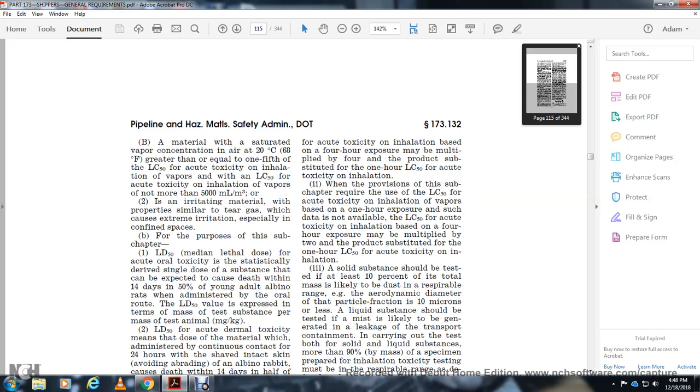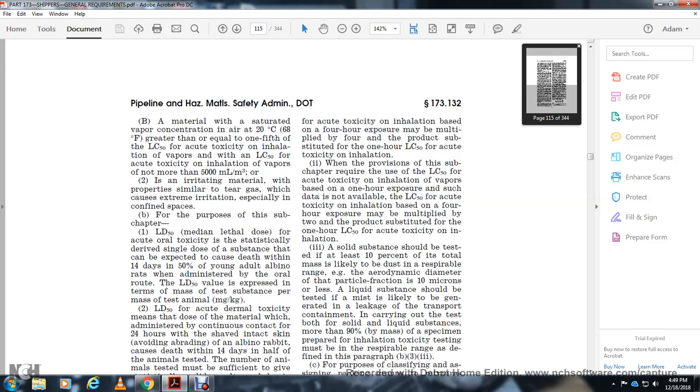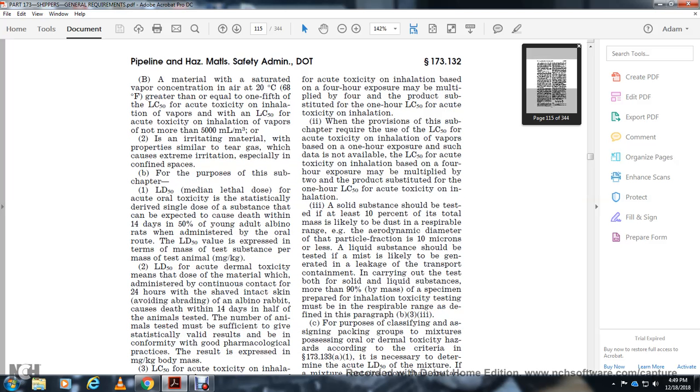Acute toxicity of inhalation for a solid substance will be tested if at least 90% of the total mass is likely to be in the respirable range, an aerodynamic diameter of the particle fraction of 10 microns or less. A liquid substance should be tested if a mist is likely to be generated with leakage in transport, carrying out the test of both solid and liquid substances with more than 90% of the mass of the specimen prepared. Inhalation toxicity testing must be in a reasonable range as defined in paragraph B3.